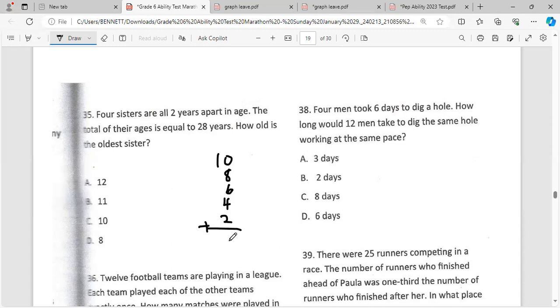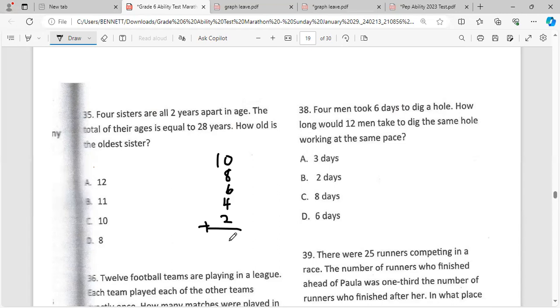Sir, but they told us that the total is supposed to be 30. So why would we not use the total as 30? Sir, because that was given.